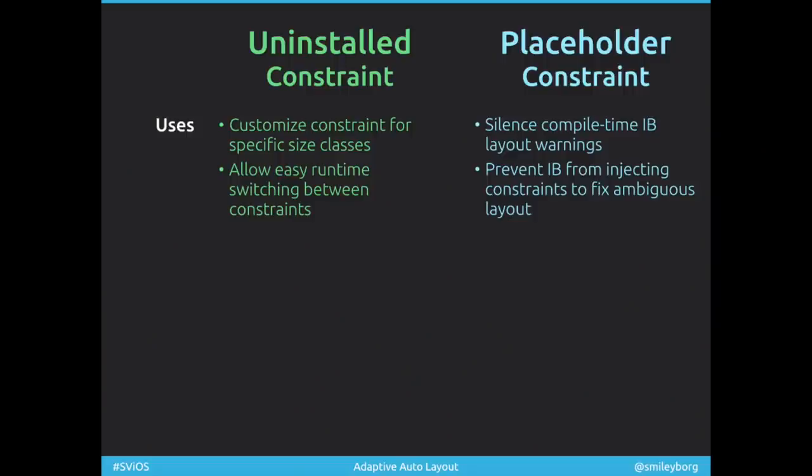The other thing placeholder constraints can be used for, though, is to prevent Interface Builder from injecting constraints to fix your ambiguous layouts. So what does this mean? Well, sometimes you may do some of your constraints in Interface Builder, and you want to do some of your constraints in code, as one example. Or you just want to specify some number of constraints that isn't all of the ones that it's expecting you to specify. Well, Interface Builder is really helpful. And if it detects you have a problem and you build your app, it's going to try to fix it. But it does that without telling you.